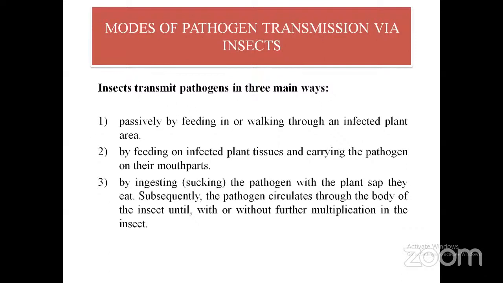Now I will talk about the modes of pathogen transmission via insects. Simply, if we classify it, passively, insects can be seen feeding or walking through the infected plant area. Secondly, they can be seen feeding on plant tissues by sucking the sap and carrying the pathogen on their mouthparts, for example in aphids. And thirdly, by ingesting the pathogen with the plant sap, which then circulates in their body, with or without multiplication inside their bodies.